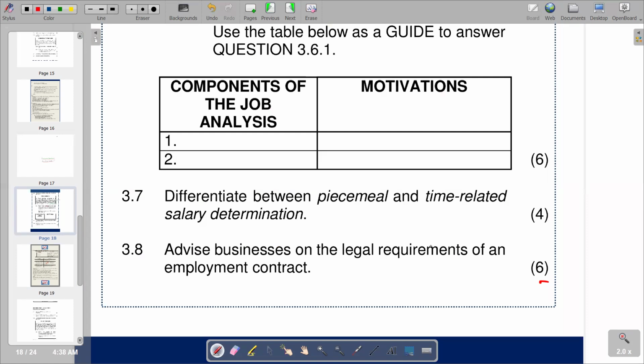Remember, the employment period is also a legal requirement. We can also have the issue of the application of time off. We're talking about sick days and other leave days that might be there in that business, which also constitute legal requirements. And also the code of conduct and code of ethics describe the legal requirements. So those are some of the items that we're going to look at. The question is saying advise the business on the legal requirements of an employment contract.